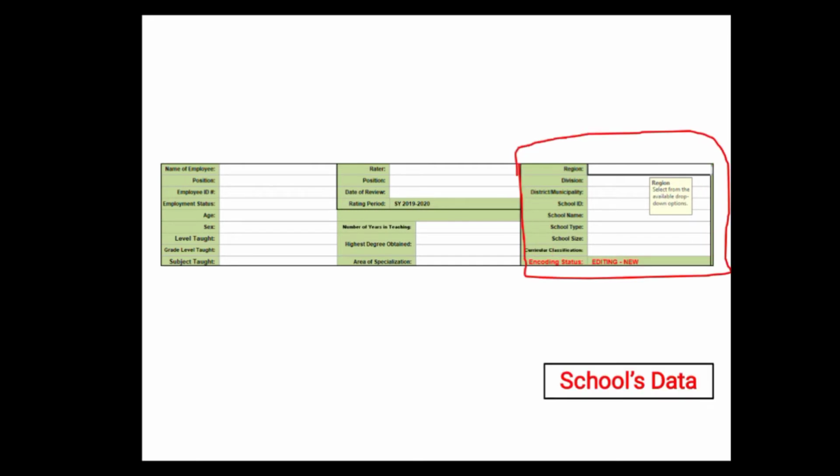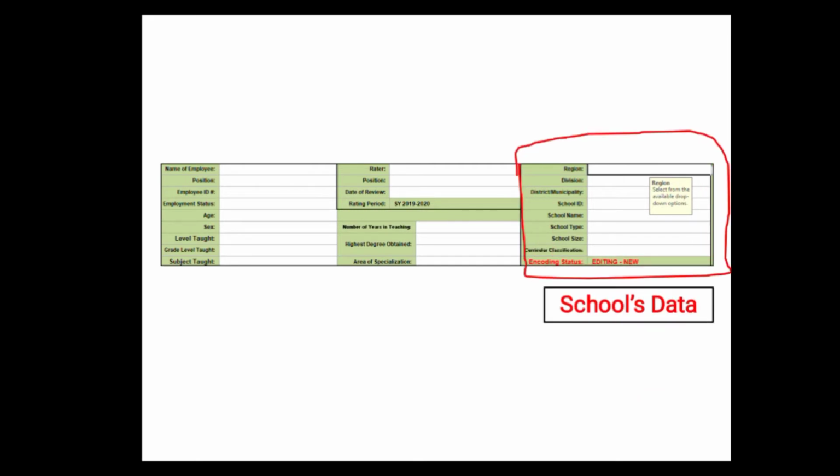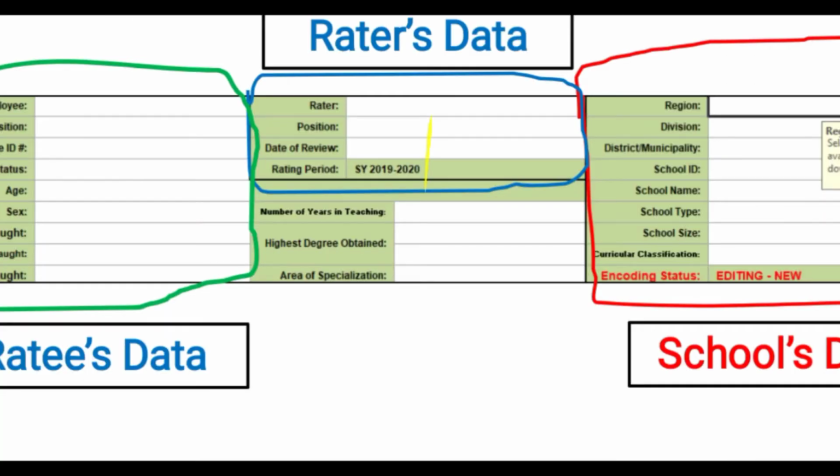Okay. Just below part 1 is part 2, which is for the rates. They have to click or tick the box, which will be discussed further later. This is our schools data to accomplish, and the raters data. The raters data is included below. Let's start with the schools data.